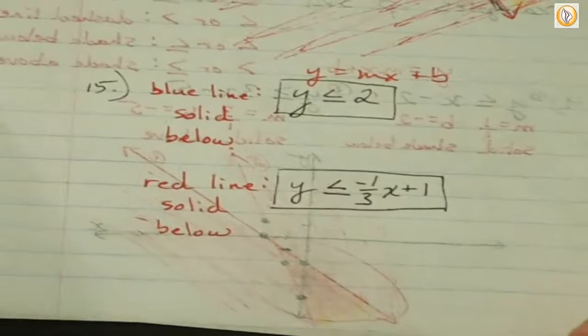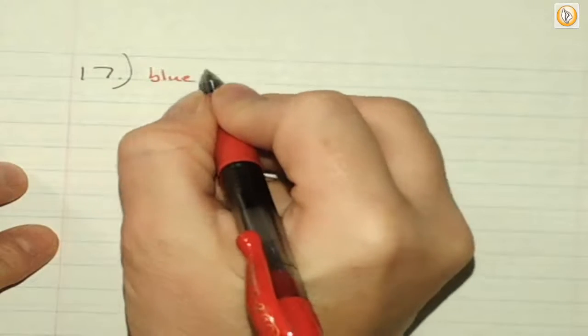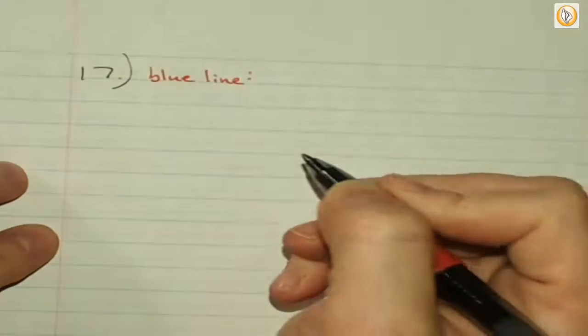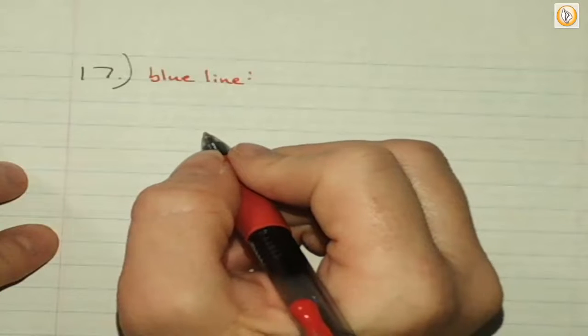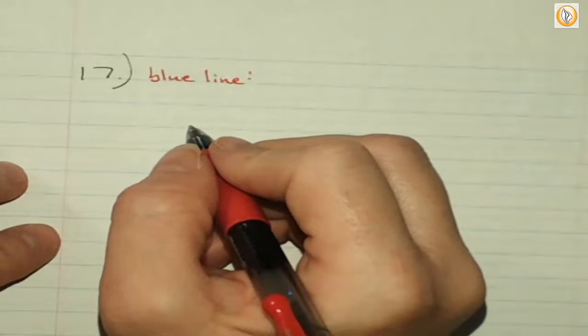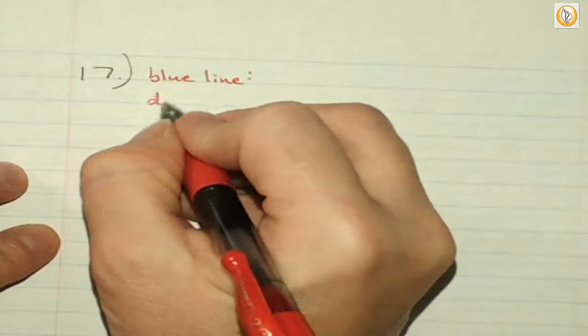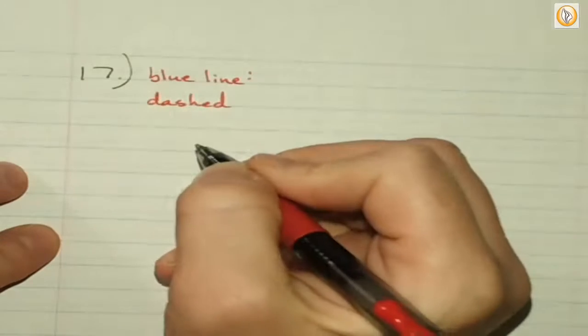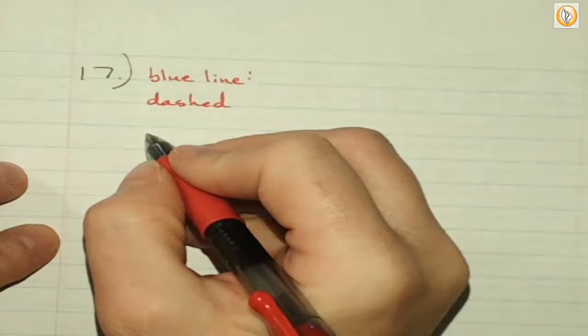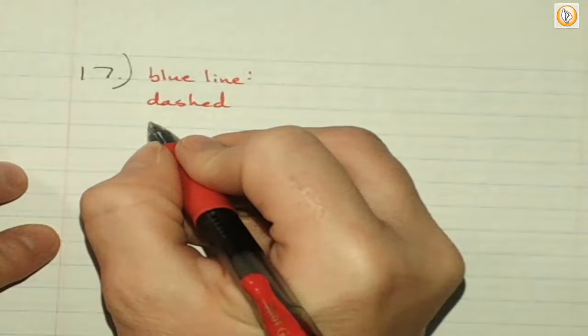Let's do one more. Number 17. Okay, we have a red line and a blue line again. Let's start with the blue line. All right, solid or dashed line? Raise your hand. Dashed. Shade above or below? Aiden. Above.